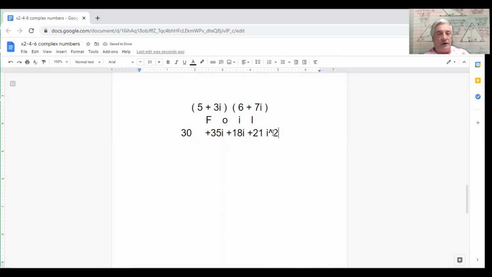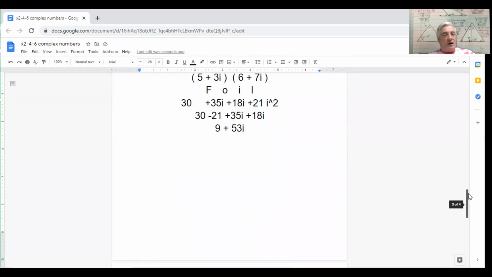Now we know what to do with i squared. i squared is -1. So let's just combine like terms. We get 30 minus that 21 plus 35i plus 18i. And now once again, we just continue combining like terms. We get 9 plus 53i. 9 plus 53i is what you get when you FOIL that first, outer, inner, last.